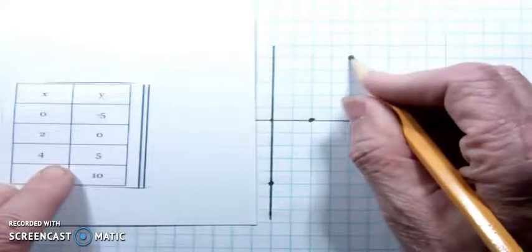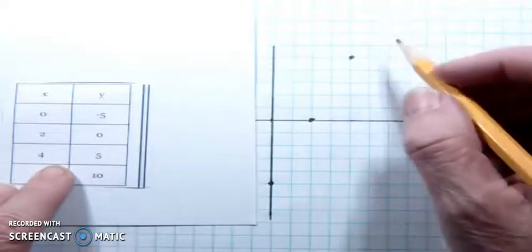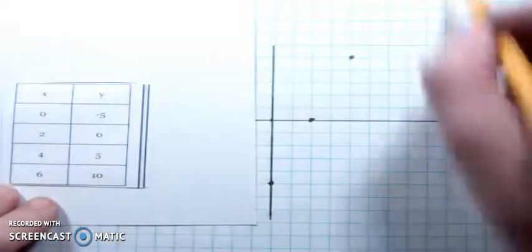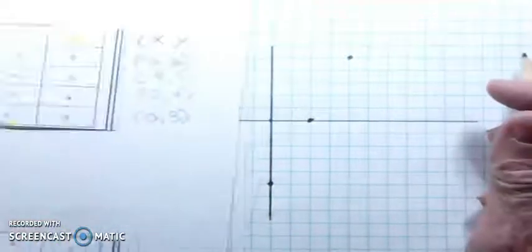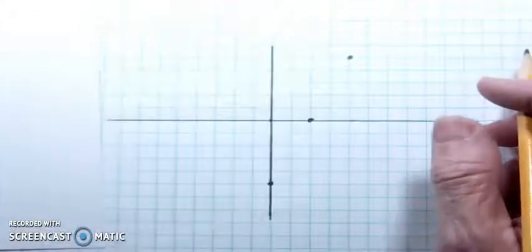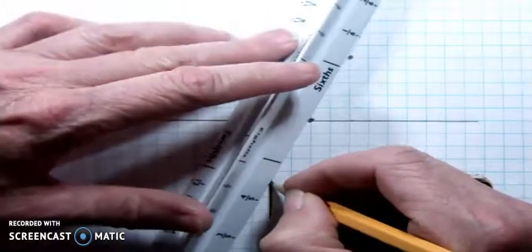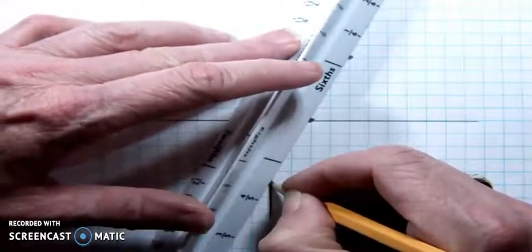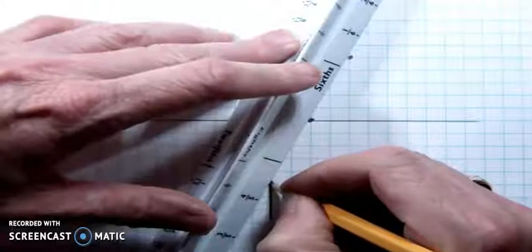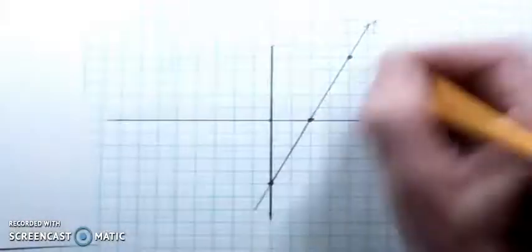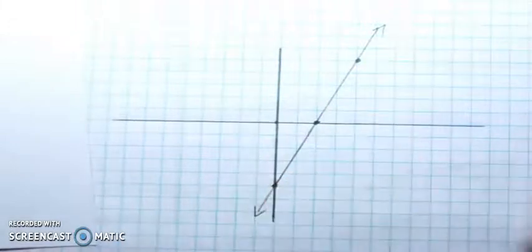Okay. Now I have 3 points, which is enough to go ahead and plot my line. The next one they gave me is 6 and 10, which would be way up here. So I'm not going to do that one, but I am going to go ahead and draw my line since I have enough points. Whenever you're going to construct a line, you need to have at least 2 points. And this one already gave me 3, so I'm in good shape here. So I've drawn my line here.